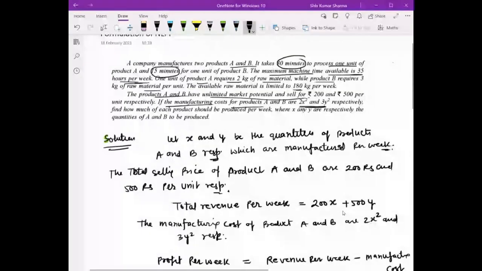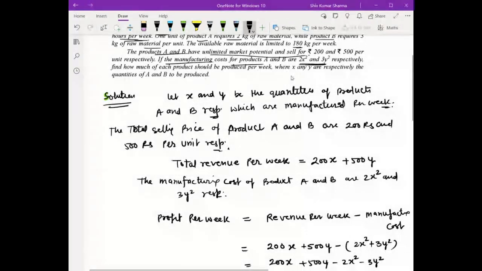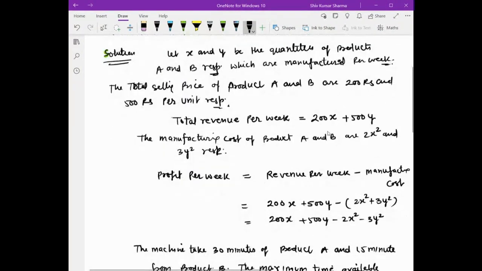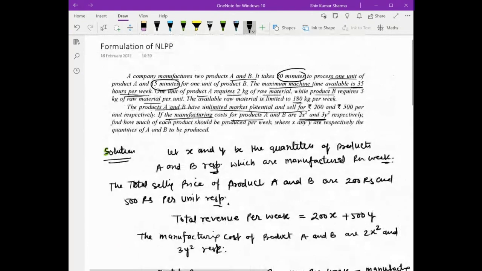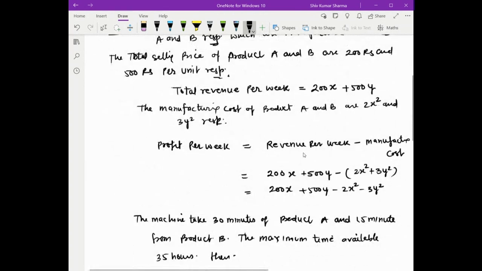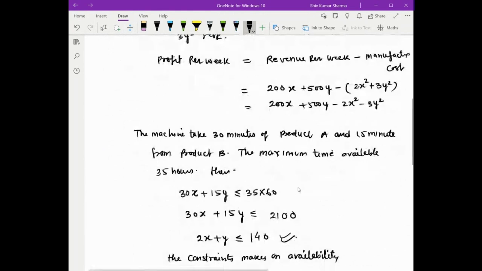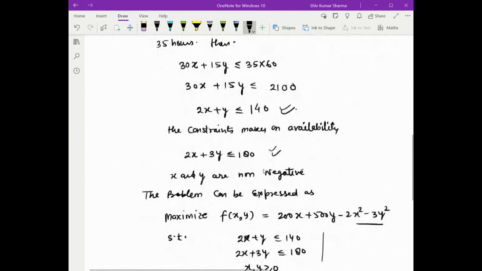So we have this paragraph, that means the problem, and on the basis of that we use two variables, as already defined here: x and y are respectively the quantities of A and B to be produced. So we write the same, and first we find out the total revenue generated and the manufacturing cost; we subtract the manufacturing cost from the revenue per week. So this is the profit, that means the objective function, and we make the constraints.